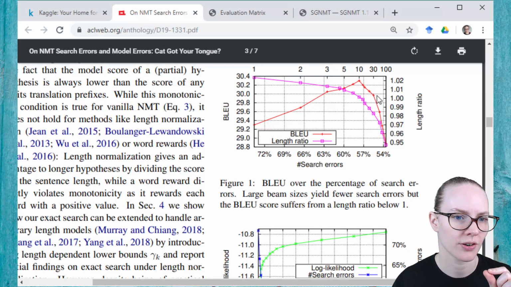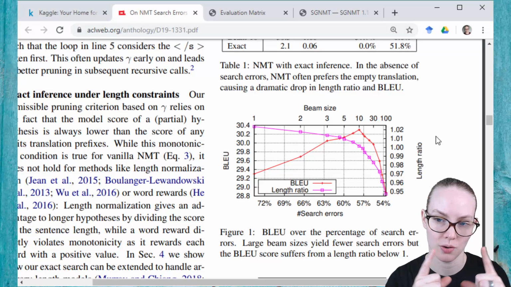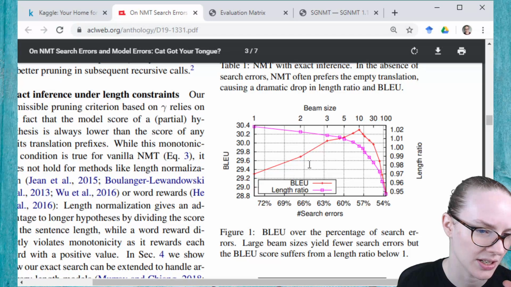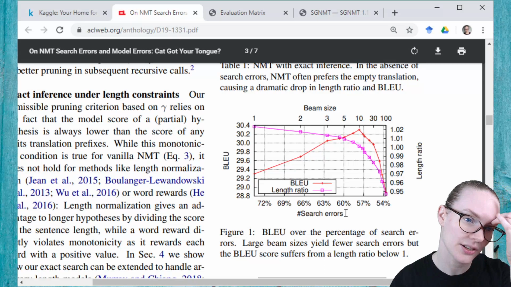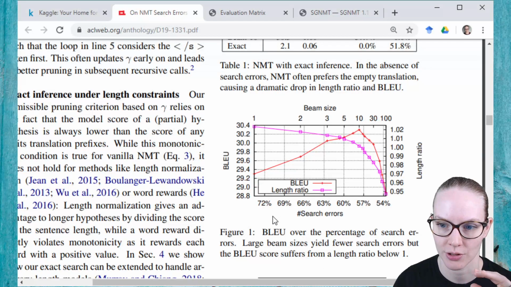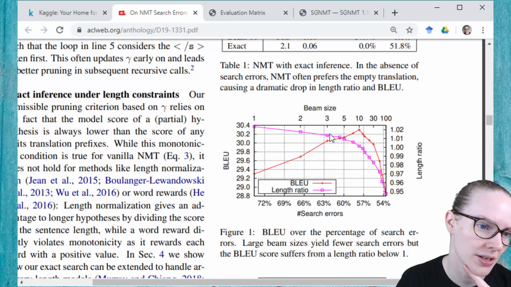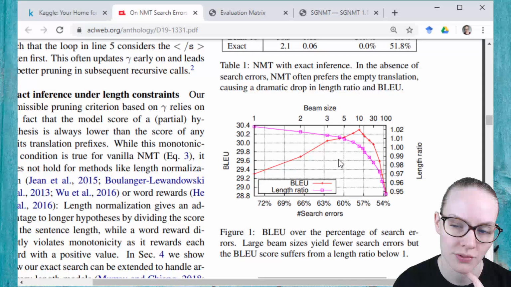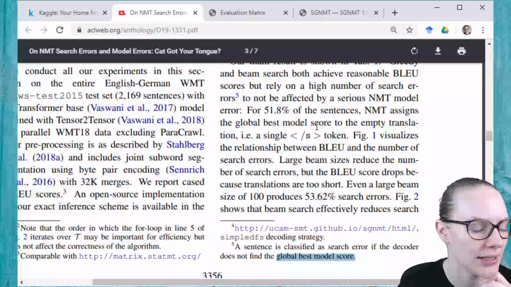So I think the search errors and the beam size axes have been manipulated so that they're on the same width. So with a beam size of 2, you get 65% search errors. With a beam size of 10, you get 55-ish% search errors. So the bigger the beam, the fewer search errors, which makes sense because you see more of the space. There's a higher probability of you returning the best candidate, but you also see an increase in BLEU up to a beam size of about 10, and then it suddenly drops off. And length ratio, so the length of the returned sentence given the input sentence, slowly drops down as the beam size increases, and this looks monotonic. Interesting.